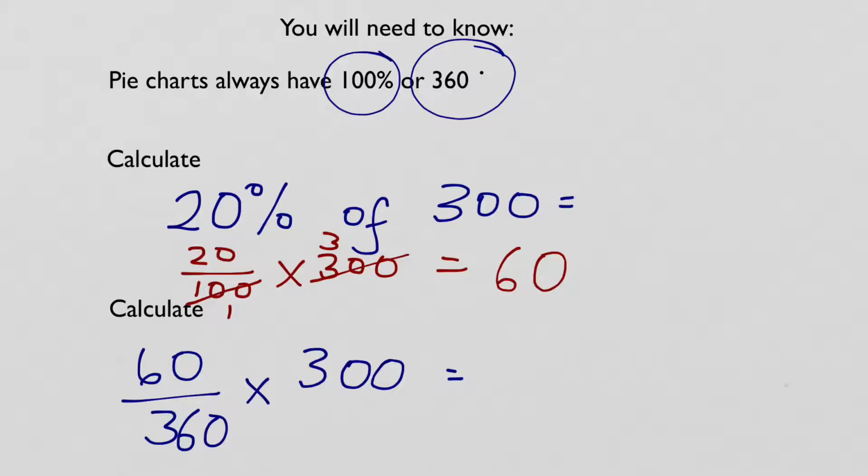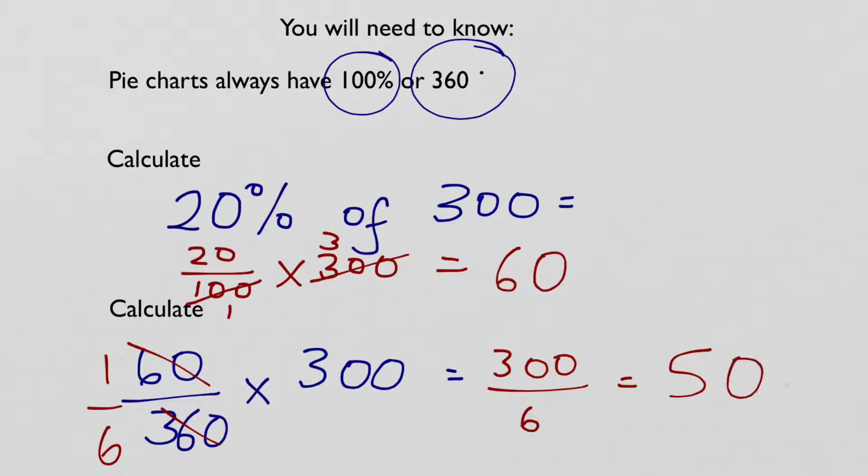There are also a couple of other methods you could have used as well. Okay, let's have a look at the second question. 60 over 360 times 300. In order to solve that, what I would do first is simplify this first fraction down to a sixth. So now I have 1 times 300 is 300 divided by 6, and that can be simplified to 50. Excellent if you got that correct.